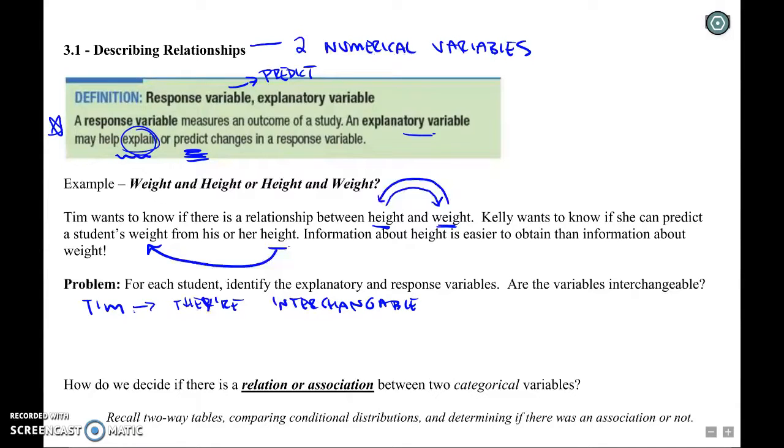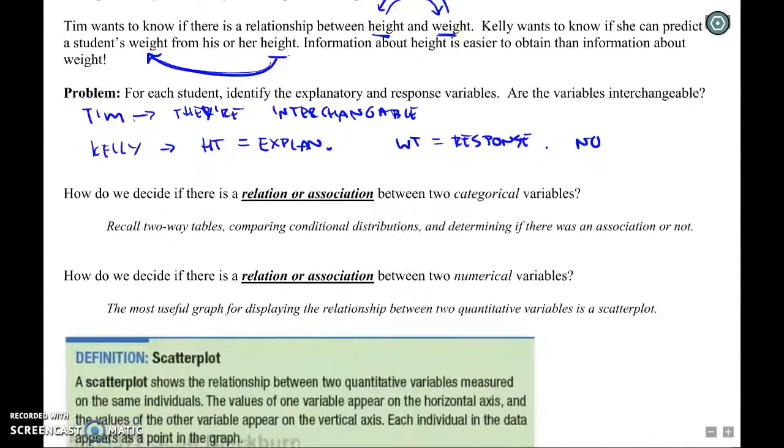However, because Kelly wants to use heights to make predictions on weights, she needs to make sure she sets this up a very specific way. So for her, heights are going to be the explanatory and weights are going to be the response, because that's what she wants to predict, the weights. So they're not interchangeable, no.